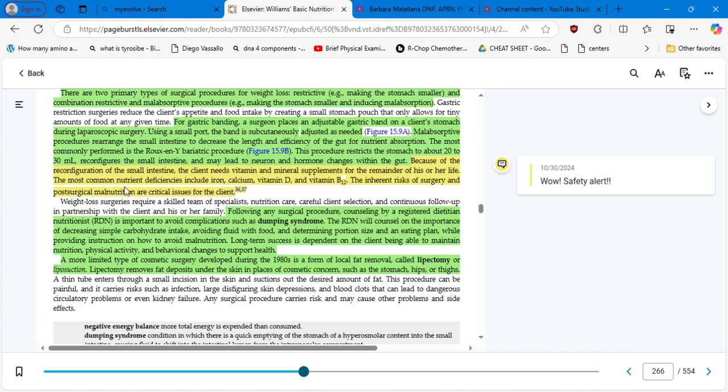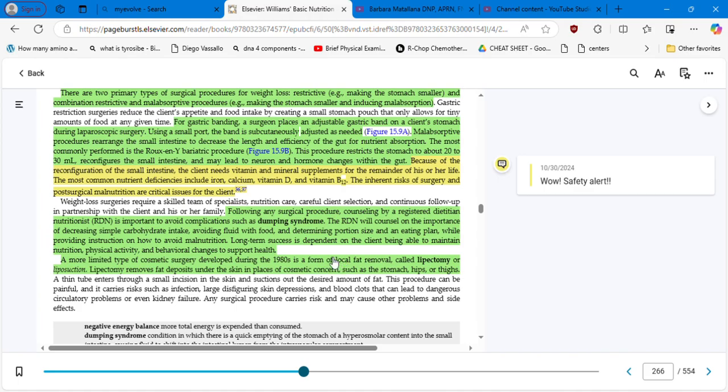The most common nutrient deficiencies include iron. I don't like to have a deficiency in iron. Calcium, my bones are going to suffer. Vitamin D, my bones are going to suffer. Vitamin B12, the quality of my cells is going to suffer, but neurologically, B12 is one of the most important vitamins. The inherent risk for surgery and post-surgical malnutrition are critical issues for the client.